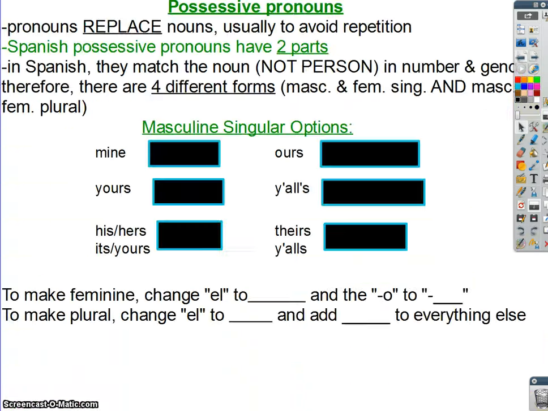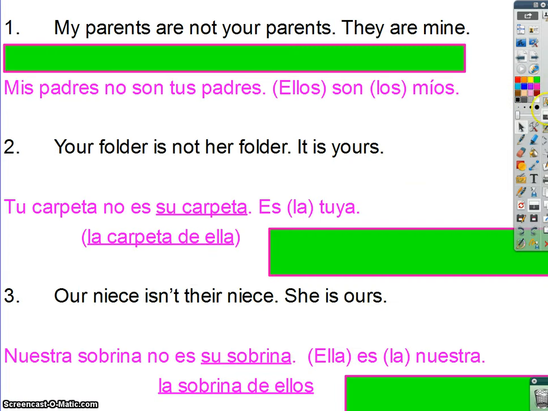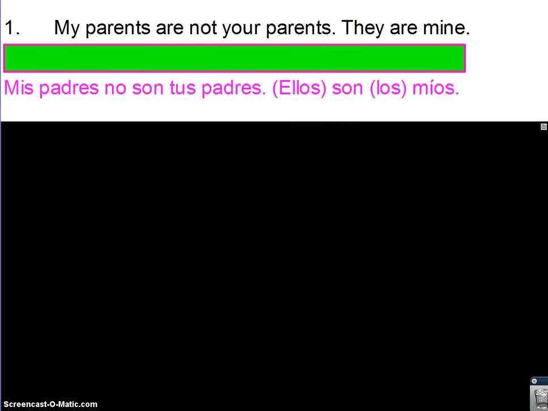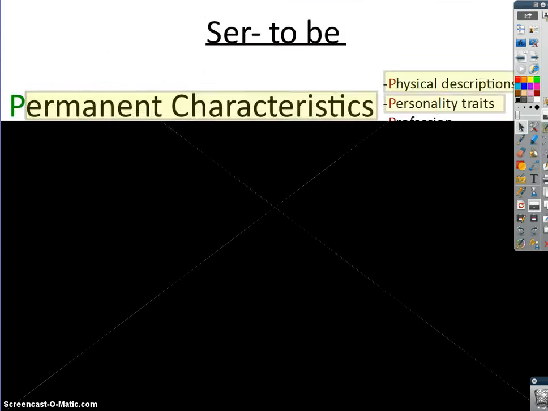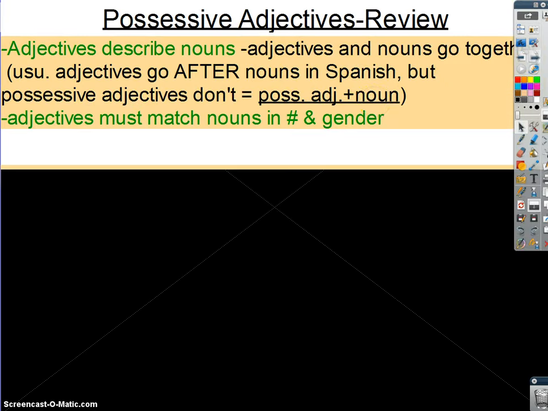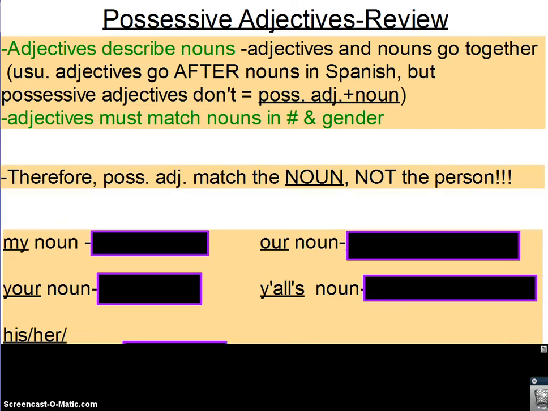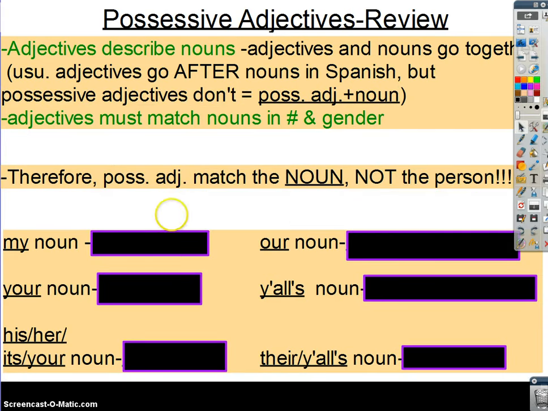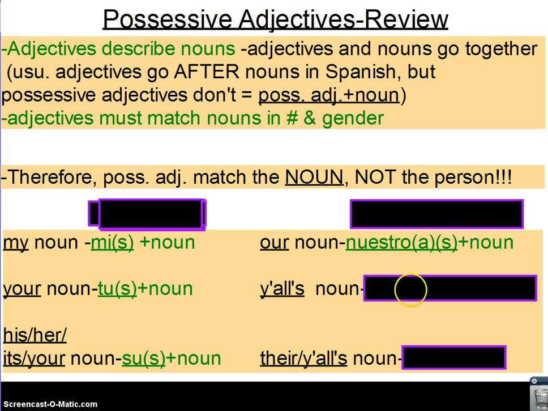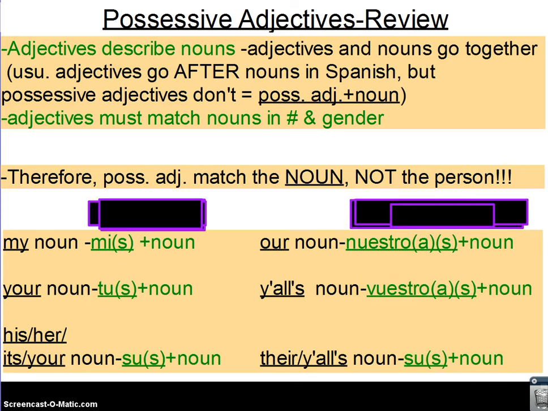Okay, back to 1 through 3. 1 through 3, I have them grouped together because they all discuss possession. And it just so happens that if you're discussing possession, look right there, you use ser. And you also will be using possessive adjectives. You guys have notes that look like these that have possessive adjectives. And how do you say these things? They're in your notes. If you want to reread this, press pause.